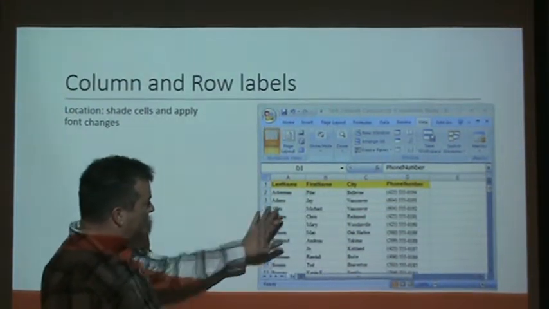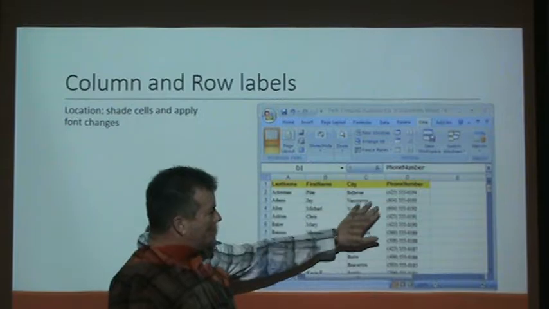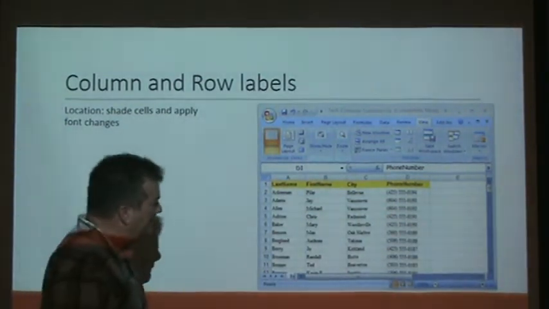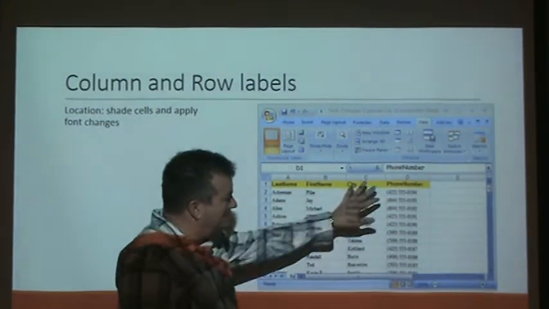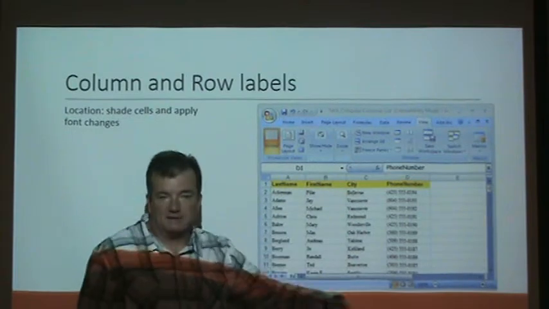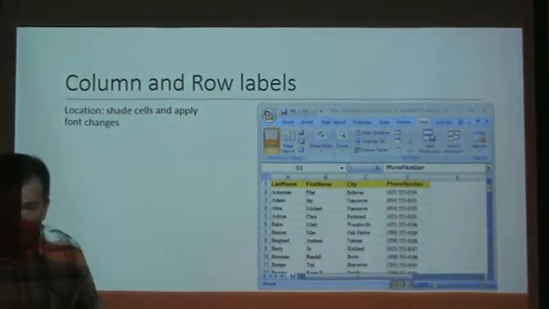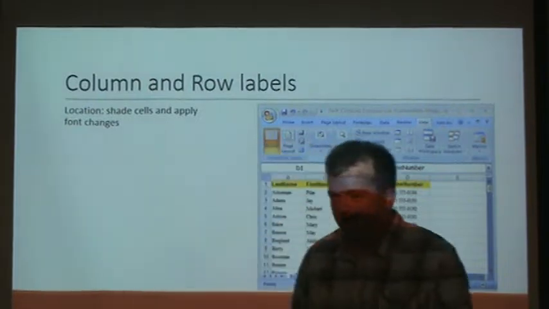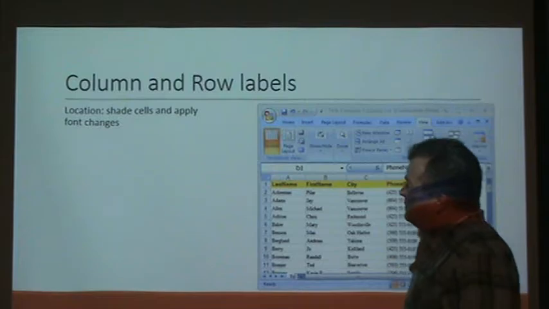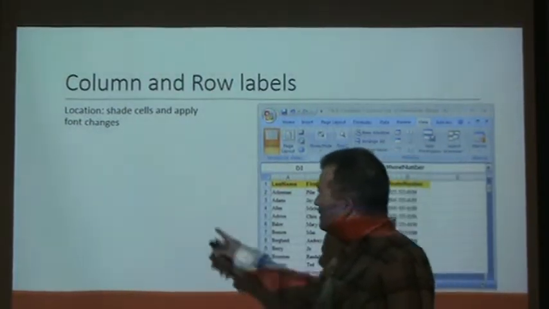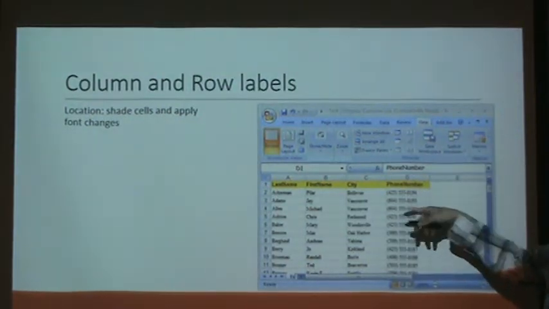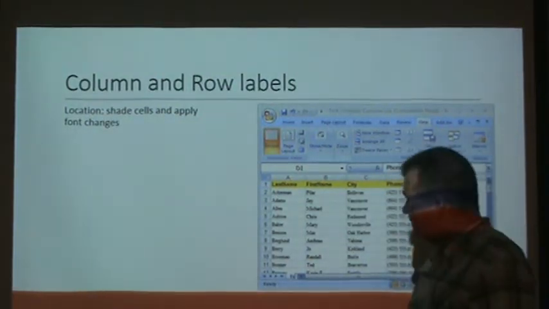This looks like a bunch of people: last name, first name, where they live, and what their phone number is. So it's another way to store organized data. In Word, you could make a table like this, but we could do things like sort these names by people's last name if we wanted to. So there's a lot more functionality in Excel that you wouldn't be able to do in Word. The location of where you can do this is you shade the cells you want to make a heading out of, and then you apply font changes to it.